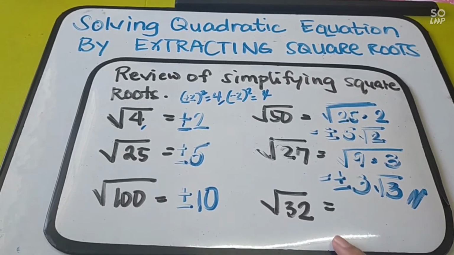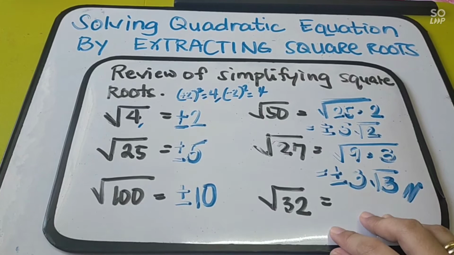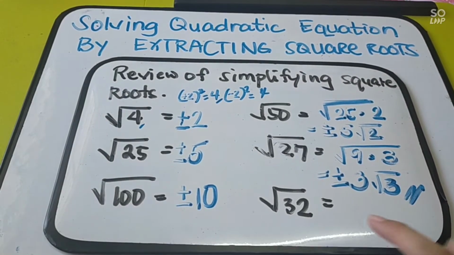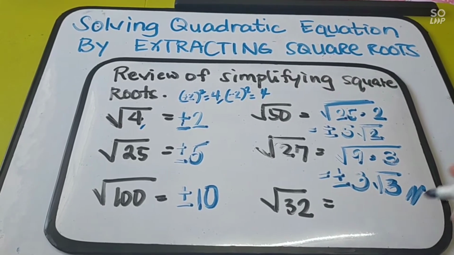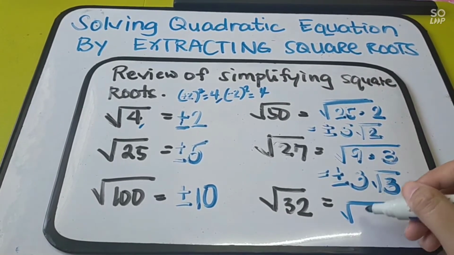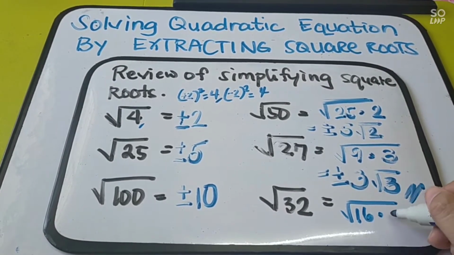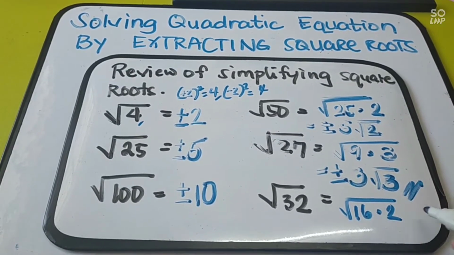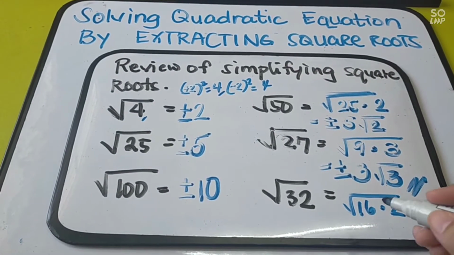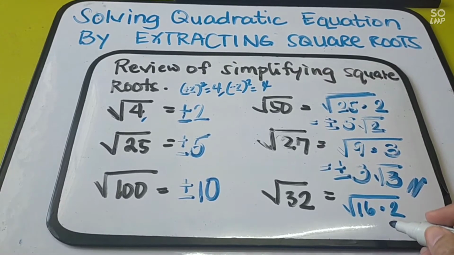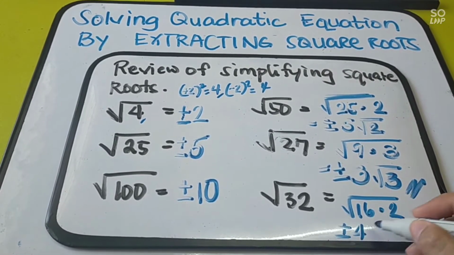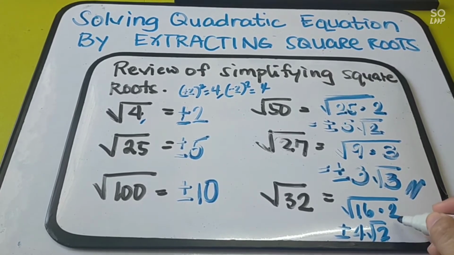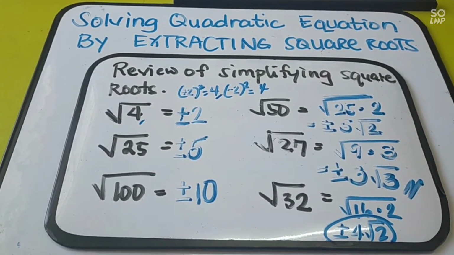Then, next, let us have square root of 32. So, si square root of 32 ay not also a perfect square. Therefore, find two factors na ang isa ay perfect square. So, we have here 16 multiplied by 2. 16 times 2, the answer is 32. So, what is the square root of 16? The answer here is 4. We have here positive and negative 4 square root of 2. We're done. That is it.